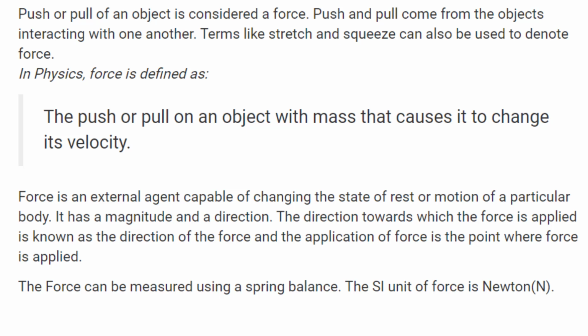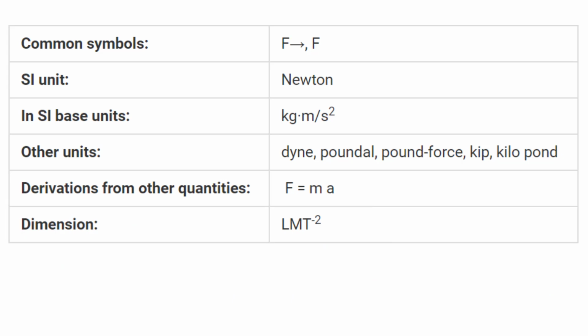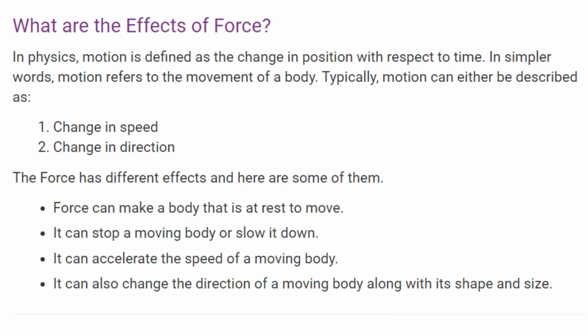Common symbols: F. SI unit: Newton. In SI base units: kg·m/s². Other units: dyne, poundal, pound-force, kip, kilopond. Derivation from other quantities: F equals ma. Dimension: LMT⁻². What are the effects of force?